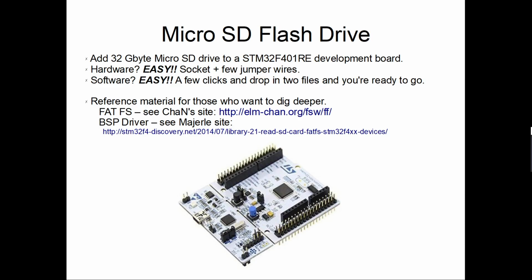So I have a Nucleo STM32 F401RE development board, and I wanted to add support for micro SD card, in particular 32 gig drive. So I was kind of looking at what that takes, and hardware-wise, easy. You need to have a socket and a few jumper wires. Software, surprisingly easy. A few clicks, drop in two files, and you're ready to go.